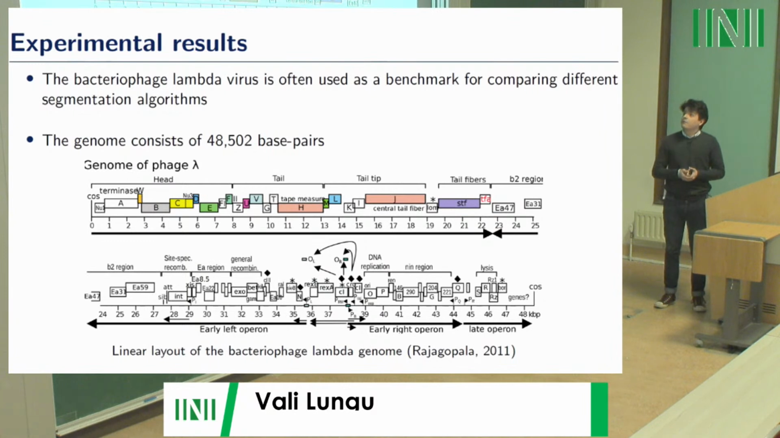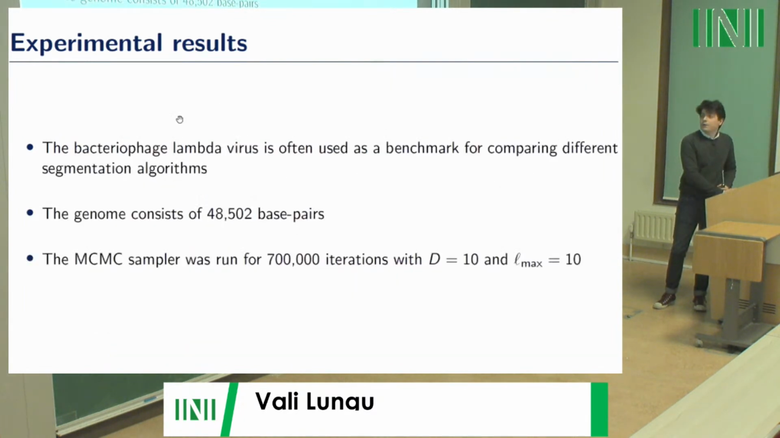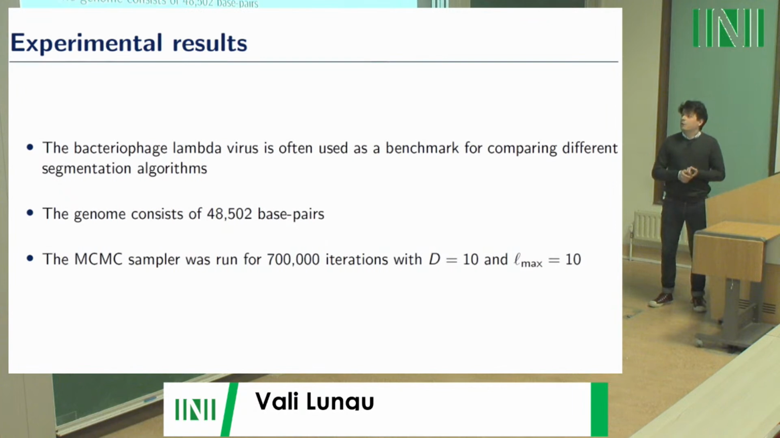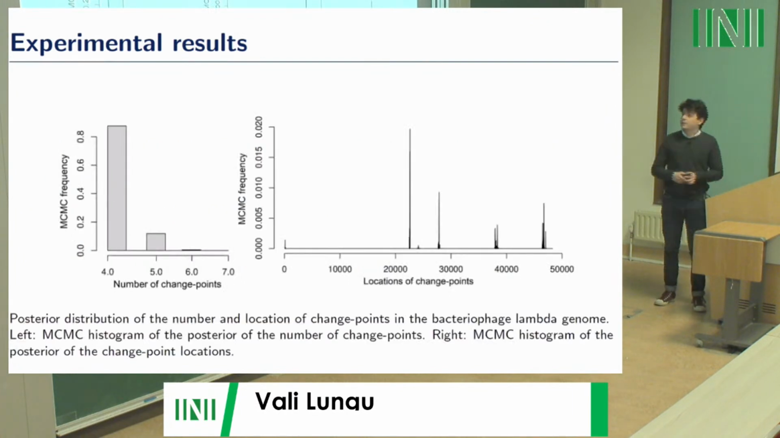So here we have the bacteriophage lambda virus, which is usually used as a benchmark data set for comparing different algorithms. So it's quite long. It has around 50,000 letters. And we run our Metropolis Hastings MCMC sampler for around 700 iterations, so that's not that much, with D equals 10 and L max equals 10. And these are the results that we got.